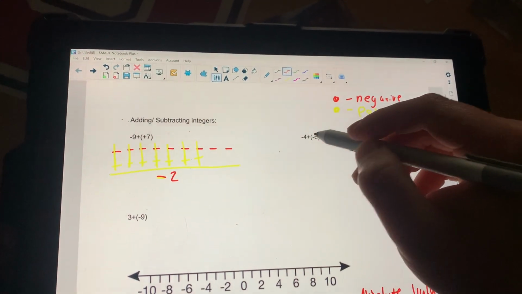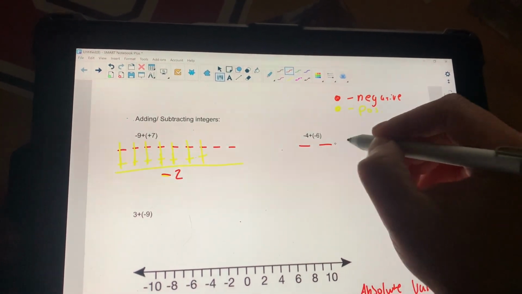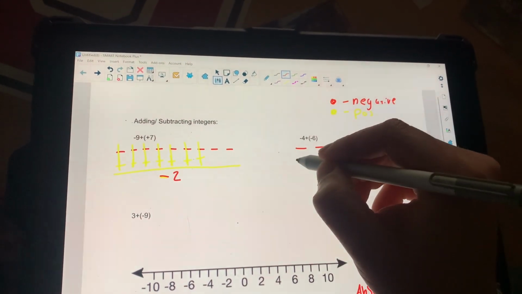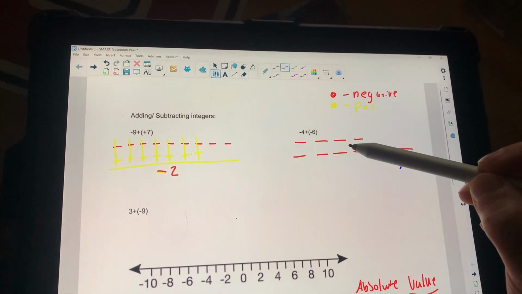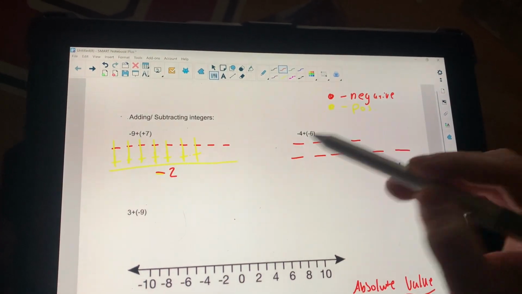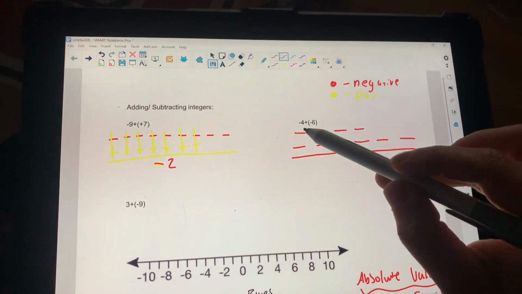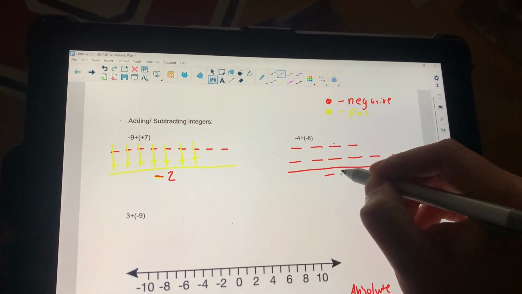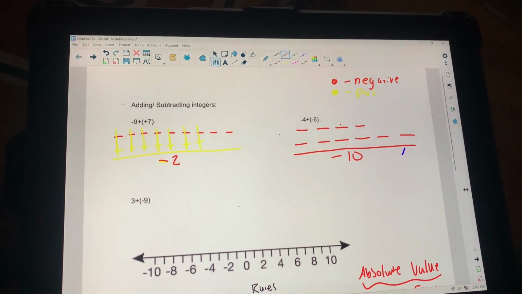We can do it again with this next one. -4 plus -6. I have -4, so 1, 2, 3, 4 negatives. And then it wants me to add 6 more negatives. So 1, 2, 3, 4, 5, 6. Now, there are no positives to cancel out any of these, so I just count how many negative signs I have. 1, 2, 3, 4, 5, 6, 7, 8, 9, 10. So our answer for that is -10. Since there's nothing to cancel them out, I just count up how many negatives I have left.